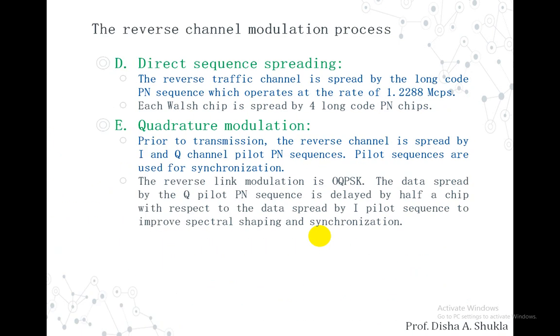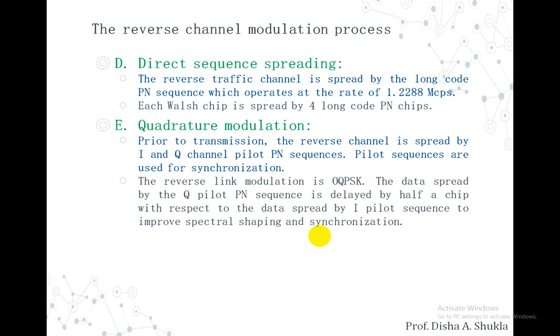The next process is the direct sequence spreading. The reverse traffic channel is spread by the long code pseudo-noise sequence, which operates at a rate of 1.2288 Mcps, and each Walsh chip is spread by 4 long code PN chips. And the last process is quadrature modulation. Prior to transmission, the reverse channel is spread by the I and Q channel pilot pseudo-noise sequences.